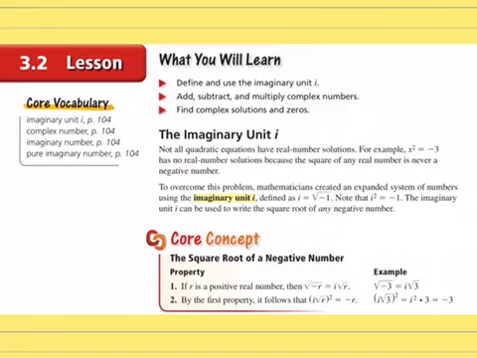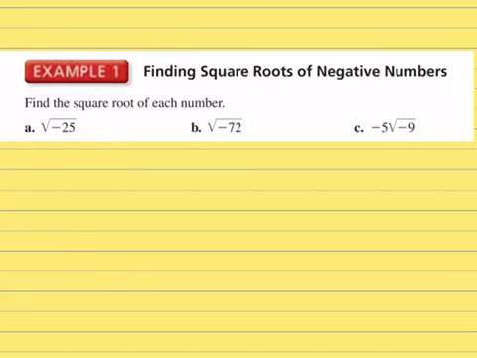So in this one, what we're going to do is we're going to find some imaginary answers. Again, we know that the square root of 25 is 5. So when we go to do example A here, we're just simply going to say the square root of negative 25 is simply 5i. And sometimes you'll see a plus or minus there. Square root of 72, again, no different. We need to do the ladder method.